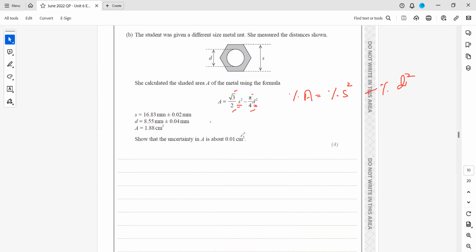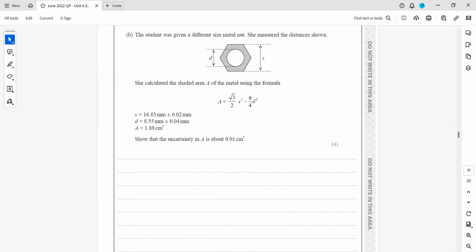But the later part, we want to work out the uncertainty. So the percentage answer, after working out the percentage uncertainty divided by value recorded into 100, we'll have the percentage uncertainty. Value recorded means like when we substitute these values in the formula, we'll get this value recorded. So then we can work out the uncertainty. First, we'll work out the percentage uncertainty in S square, and then we'll work out the percentage uncertainty in D square, and then we will add.